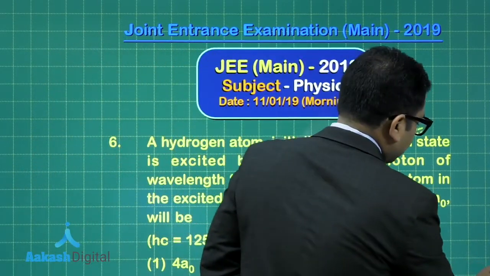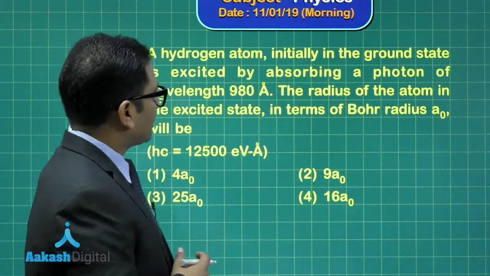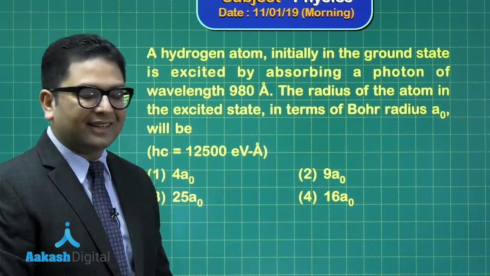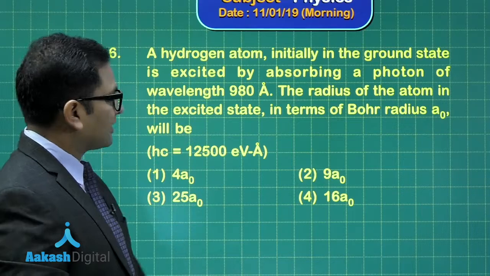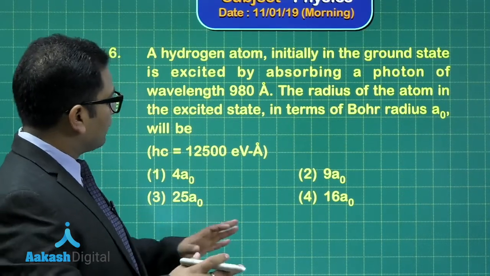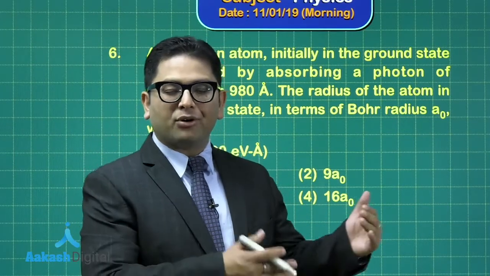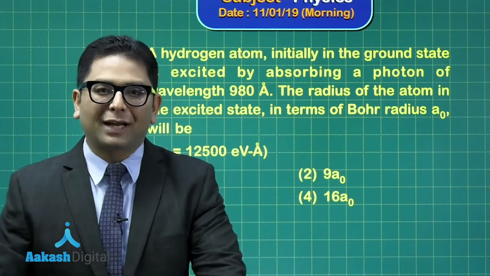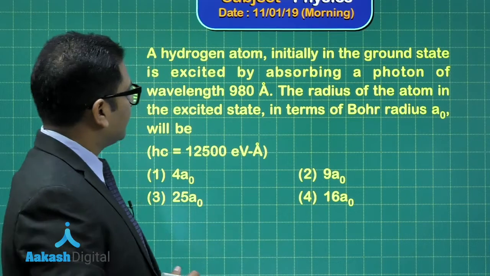So Bohr's radius a0, that's the radius of the first state. That's what we need to calculate here. And for the sake of calculation simplicity, there is a bonanza given to you, hc, which is 12,500 electron volt angstrom. Though even if it's not given, we always recommend that students memorize the value of this product. That's going to simplify the calculation to a very great extent. All right, so now let's see.